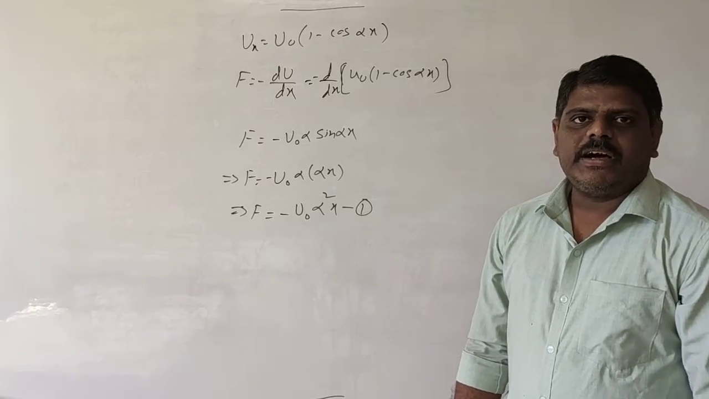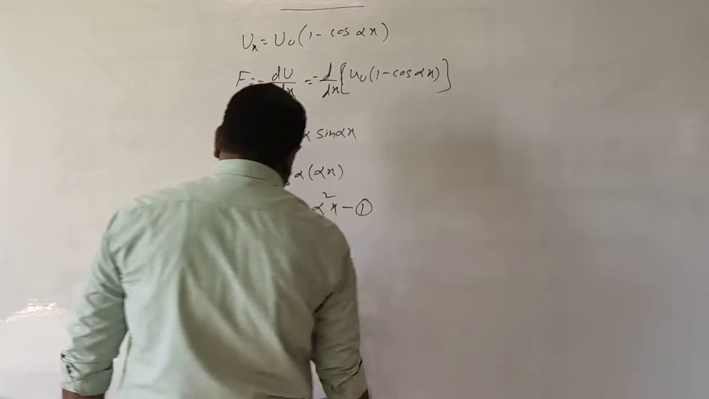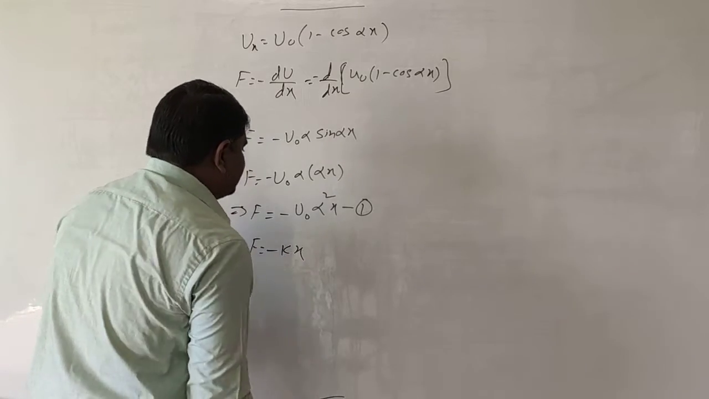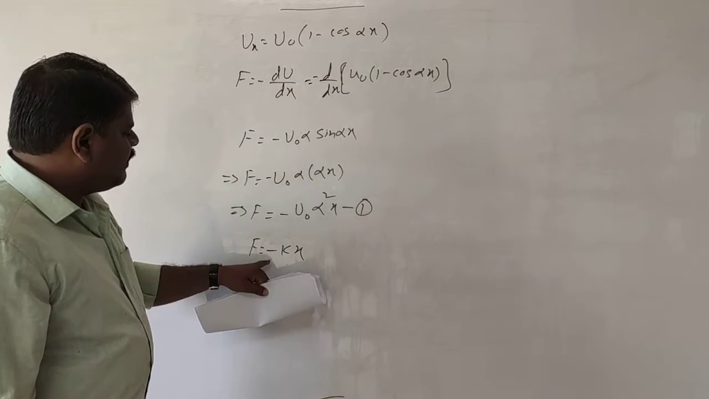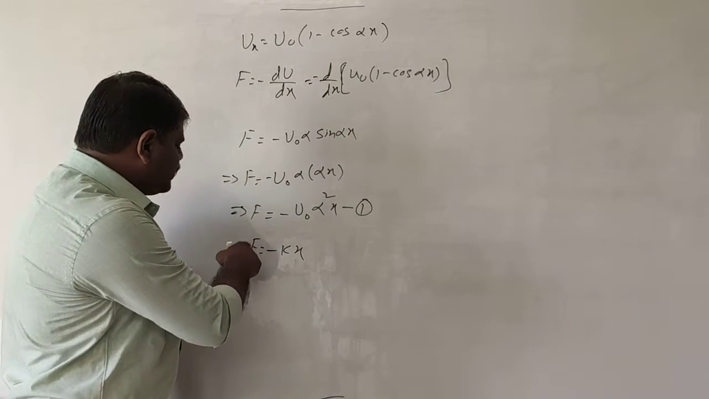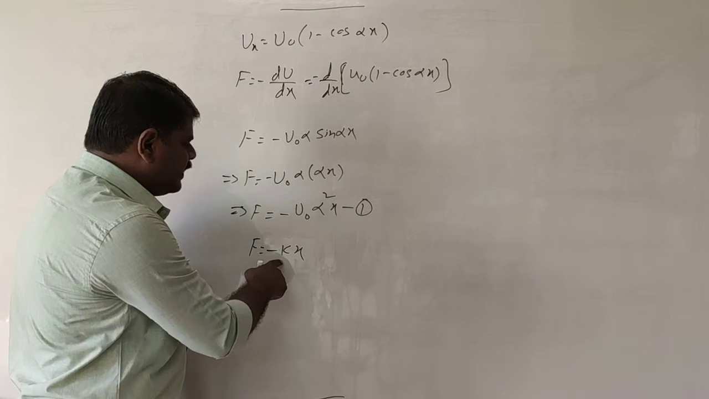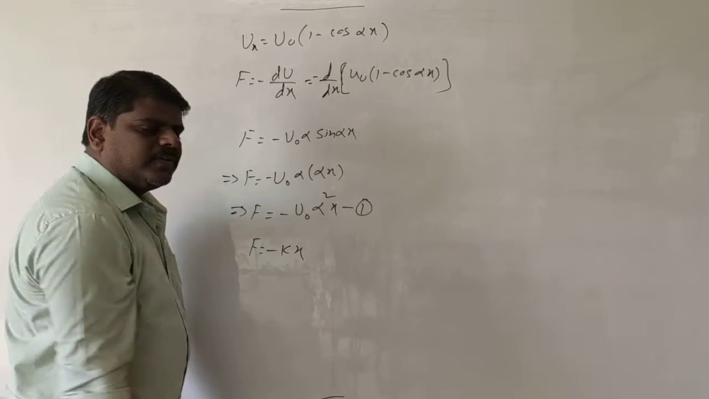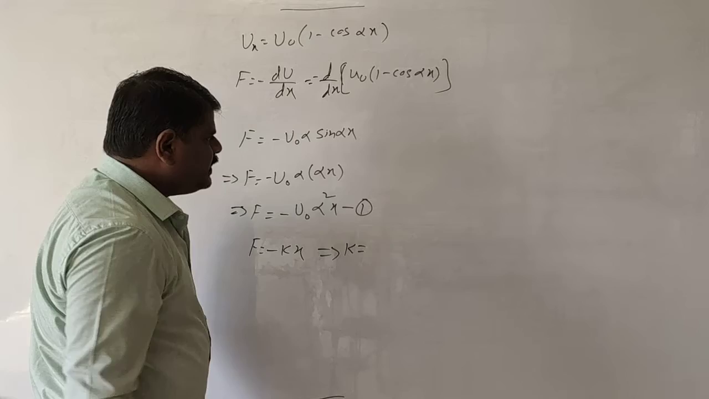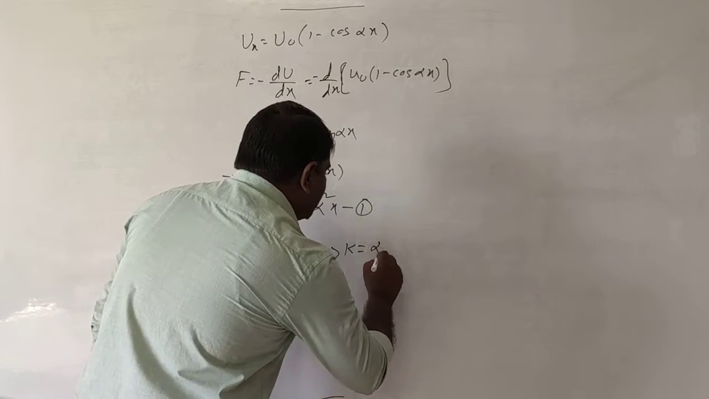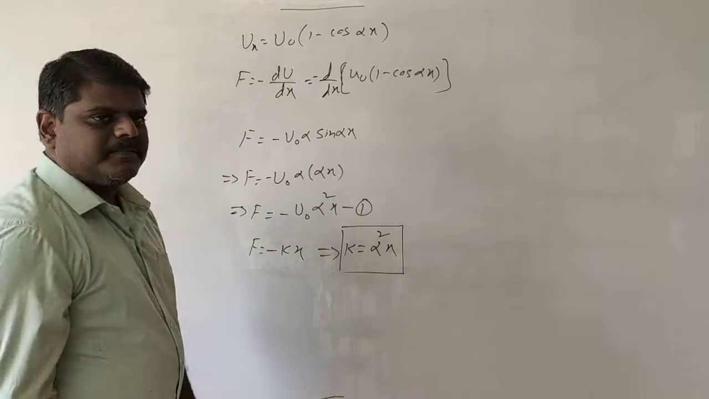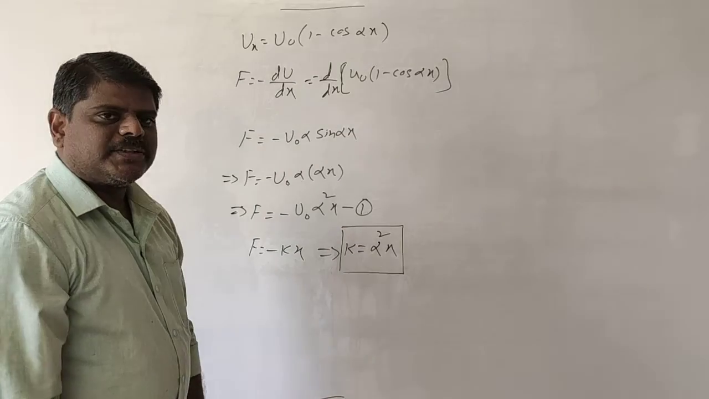But according to the spring constant, there is a formula: the force F is equal to minus k into x. So at the place of k, what is there? U0 into alpha square. So the spring constant k is equal to U0 alpha square.